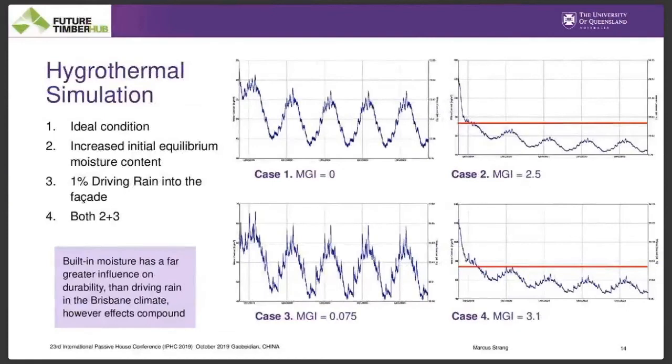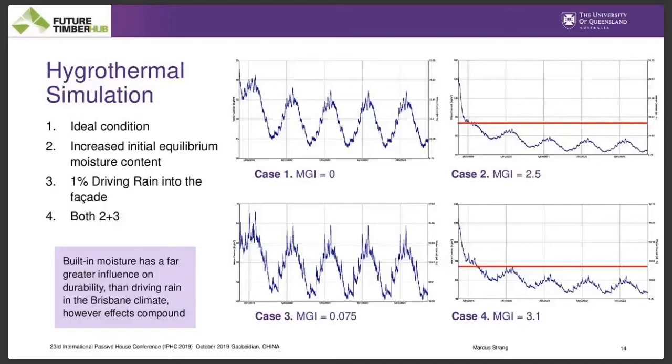So this slide is just to highlight the framework that I've used. So number 1 is in ideal conditions, with no redundancy for wind-driven rain or rain events. And you can see that the mold growth is 0. So that's ideal conditions and extremely unrealistic. And then case 2 is if we have increased initial equilibrium moisture content, and so that represents that rain during construction, or increased moisture content during transport and so forth.